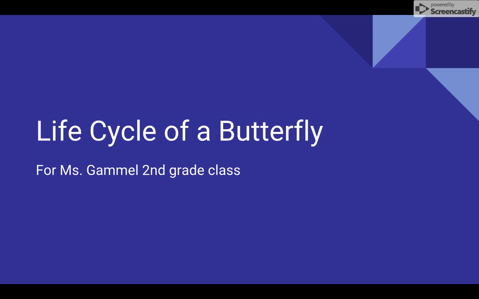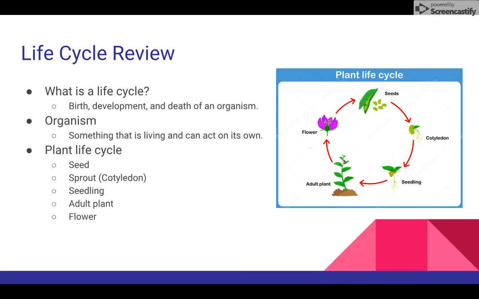Hello class, today we'll be learning about the life cycle of a butterfly. To start off, we're going to review some of what we've already learned about life cycles. So life cycle is the stages of development an organism goes through during its life, from birth to death. And an organism, as you should remember, is a living thing that has or can develop the ability to act or function on its own, which includes humans, animals, plants, and insects.